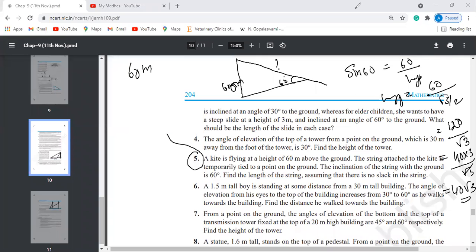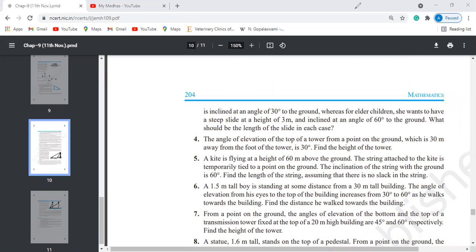Understood? Okay. Let's solve the sixth one. A 1.5 meter tall boy.